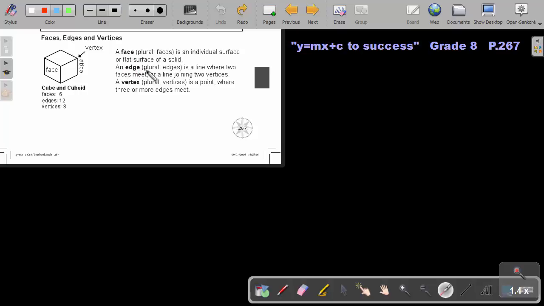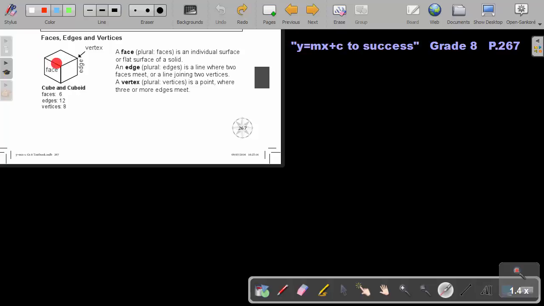An edge, plural edges, is a line where 2 faces meet, or a line joining 2 vertices. So basically it joins 2 vertices, that's an edge. These 2 faces meeting there. So if I start at the bottom, 1, 2, 3, 4, then up, 5, 6, 7, 8, 9, 10, 11, 12. There are 12 edges.